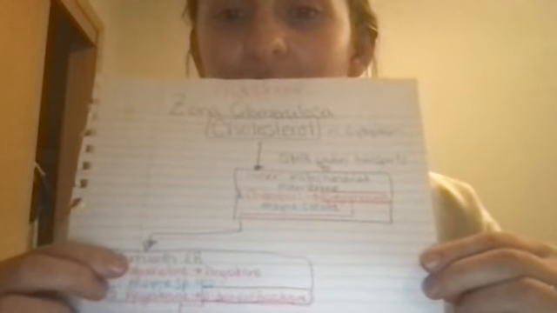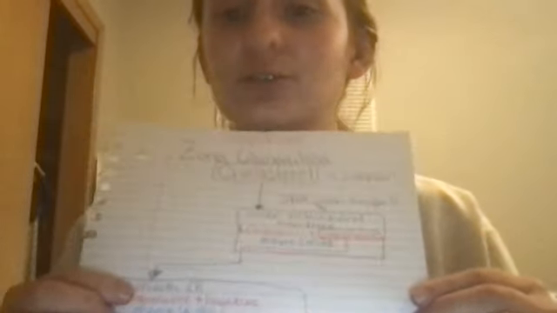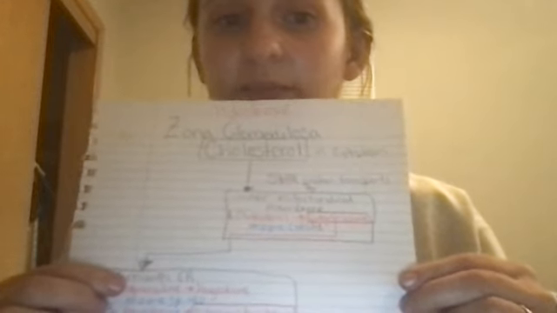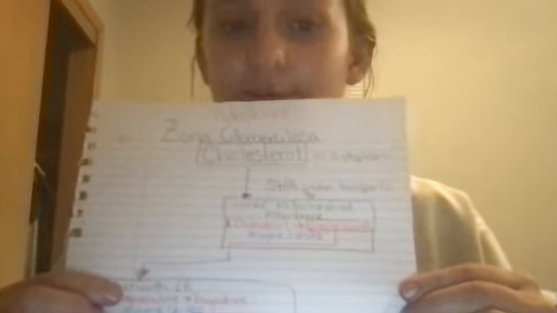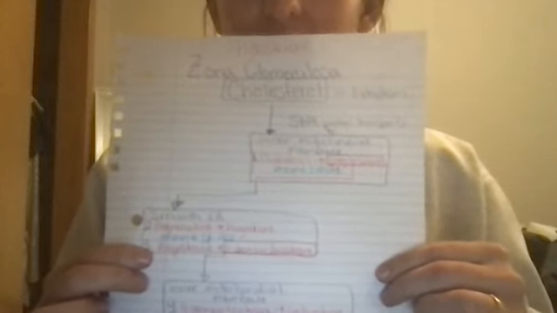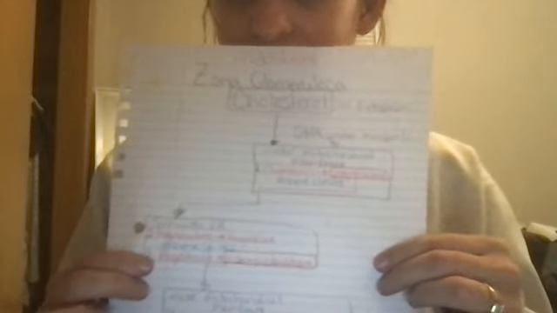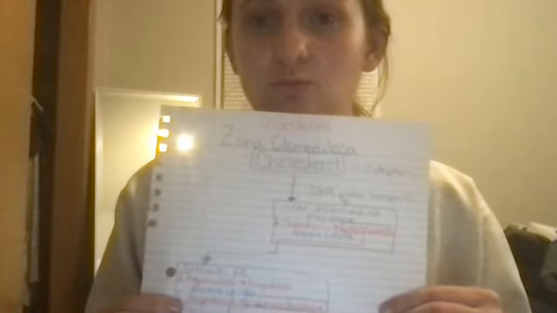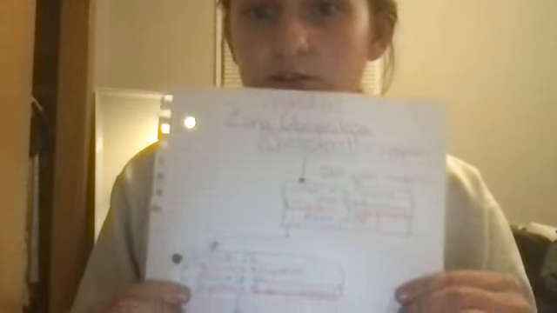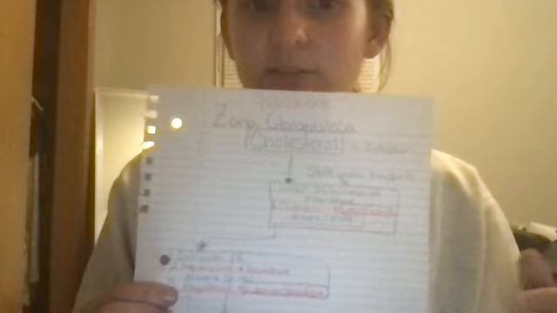Pregnenolone is then converted into progesterone. Progesterone stays in the smooth endoplasmic reticulum and is converted into 11-deoxycorticosterone. This is then transported back to the inner mitochondrial membrane. The 11-deoxycorticosterone is converted into corticosterone. Corticosterone is then eventually converted into aldosterone. Aldosterone cannot be stored in a vesicle due to being lipid soluble.